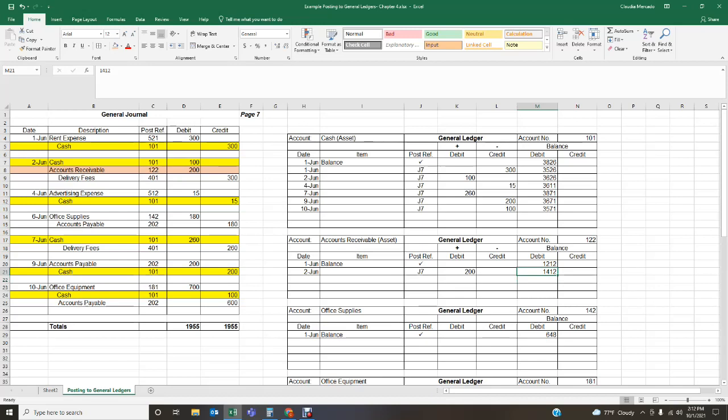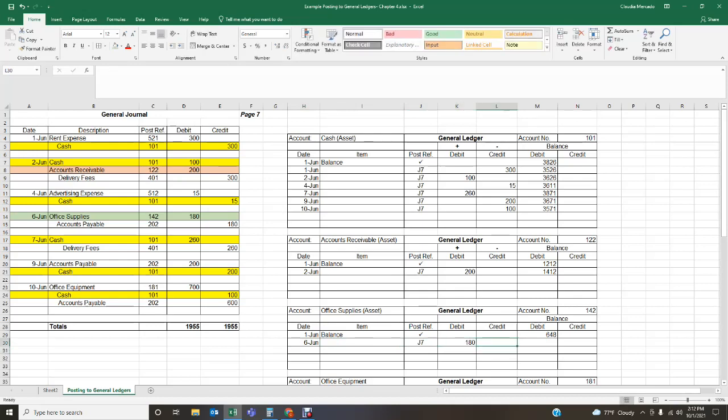Okay. Now we're going to look at office supplies. Office supplies is also an asset account. That's anything that we own. It's account number 142. So we're going to look for 142 down the list. And here we go. We've got it. I'm going to go ahead and highlight it. So I've got a transaction for $180. Office supplies had a balance of $648. Now here on June the 6th, I have another transaction posted to Journal 7. And I've got a debit of $180.